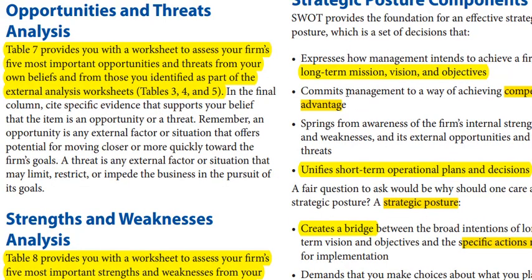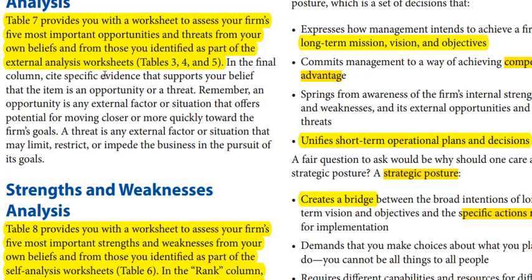Table number 7 provides us with a worksheet about the 5 most important opportunities and threats that the study company is facing. That is identified from the last part, that is table number 3, 4, and 5. After completion of this table, we also have to give the evidence to support why you consider these things as better opportunities or a greater threat.